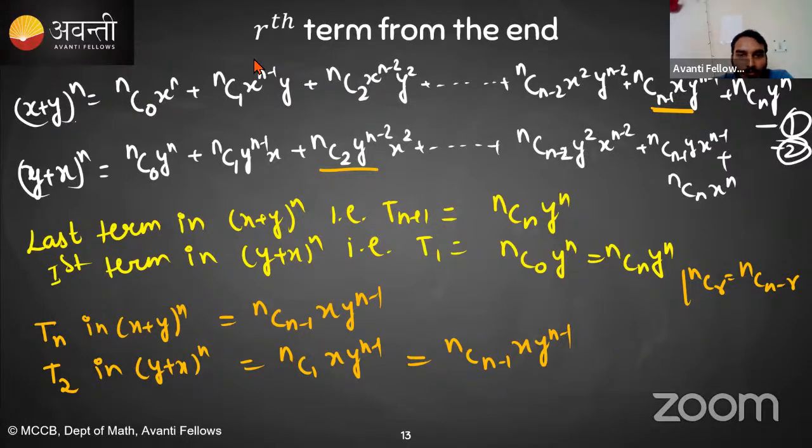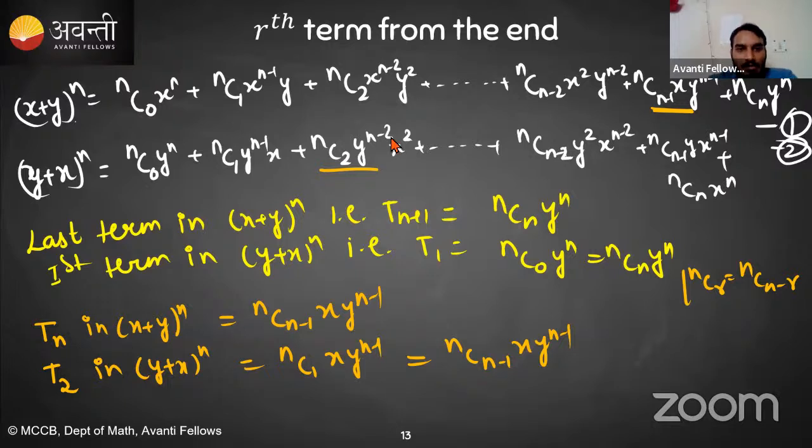Is there any doubt? If somebody asks us to find the rth term from the end in the expansion of (x + y)^n, what will we do? We will find the rth term from the start in the expansion of (y + x)^n. Is that clear? Tell me quickly in the chat box. Is this clear?